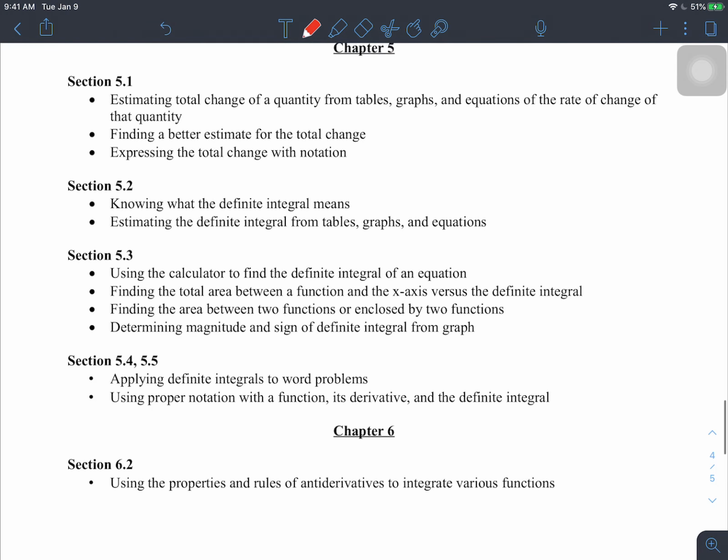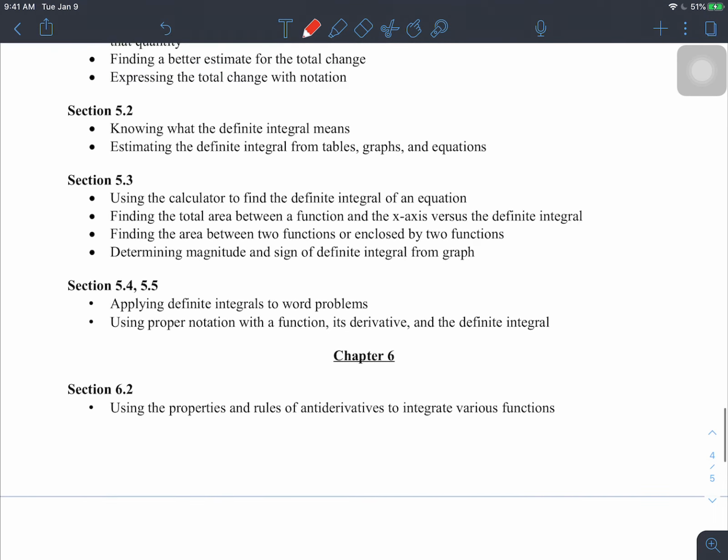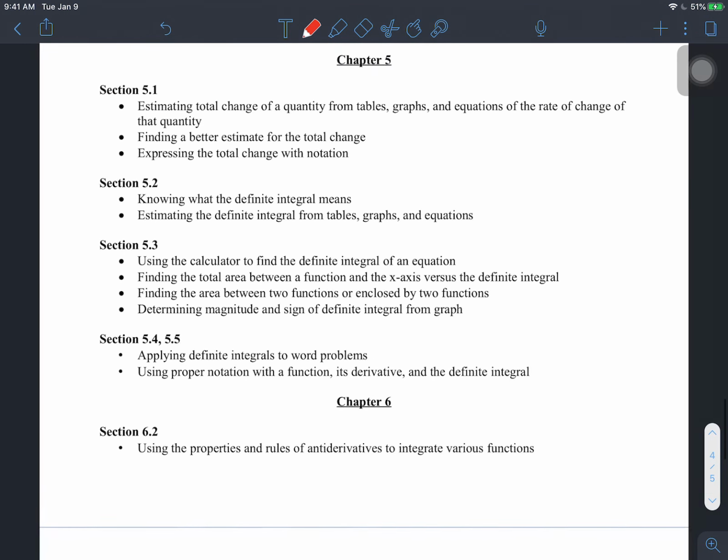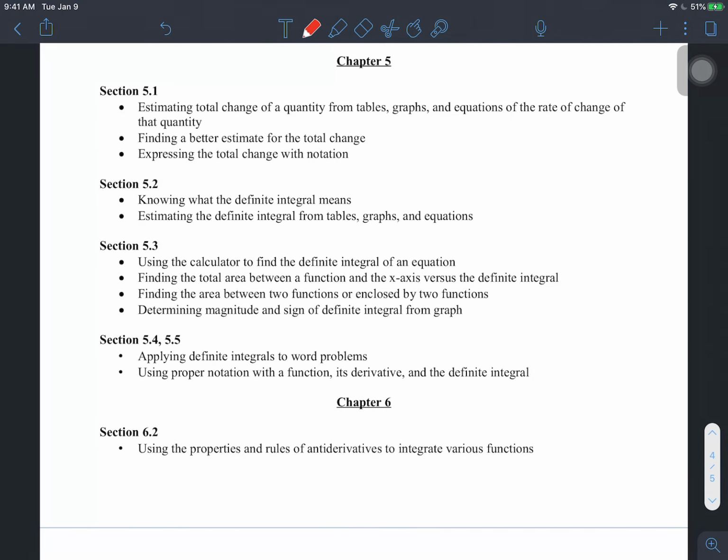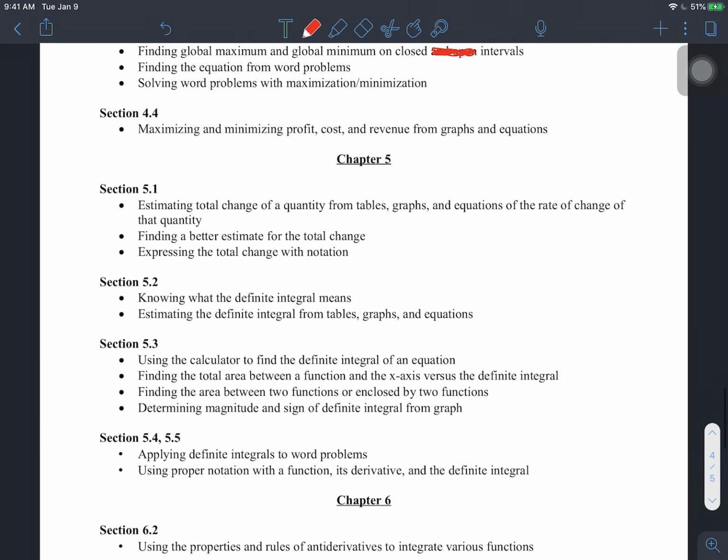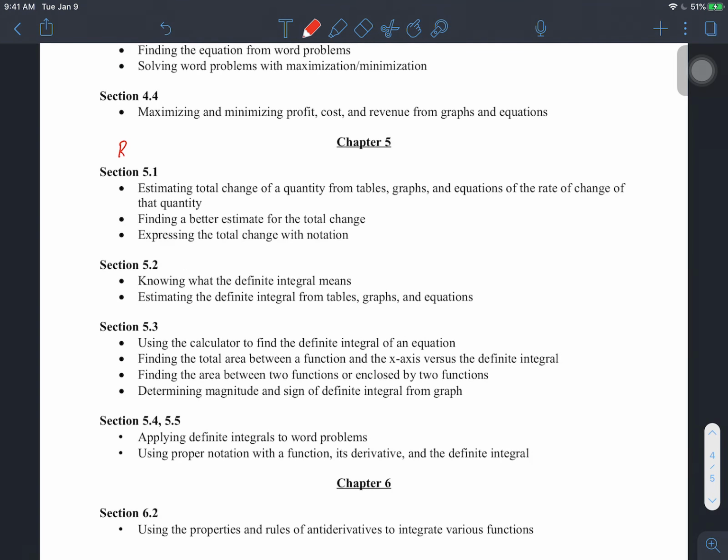Okay, so now we're on to chapter 5. Chapter 5 and 6 were really all about integration. And the way we started the integration chapter was by learning how to do Riemann sums. So we should know how to do Riemann sums, both left and right.